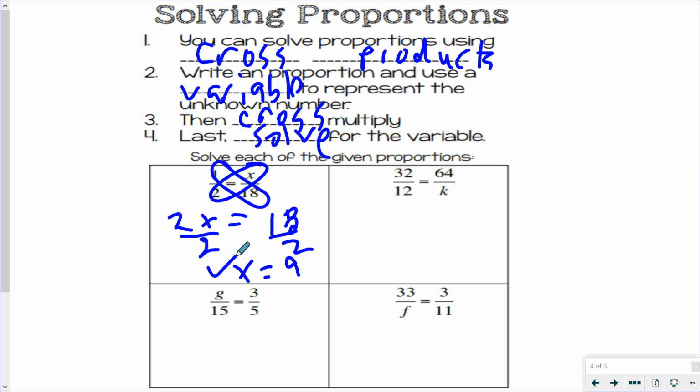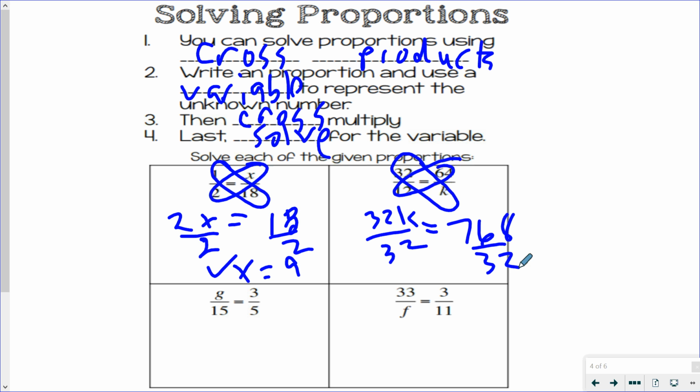In the second box on the right, you want to do the same thing. Use the cross product method. Multiply 32 times k, which is 32k, and set it equal to 64 times 12, which is 768. We'll undo multiplying by 32, so you're going to divide both sides by 32. And k is equal to 24. Make sure you go back and check it.